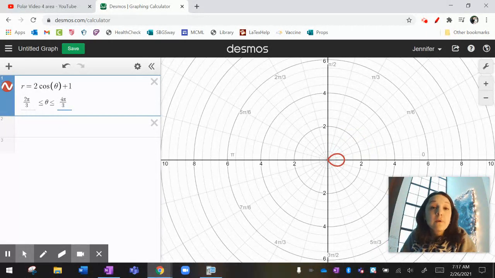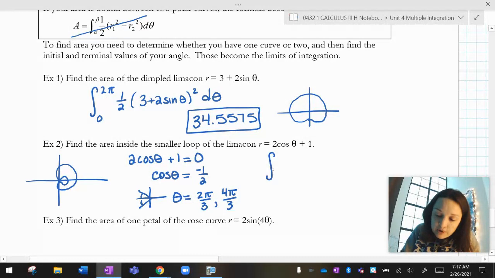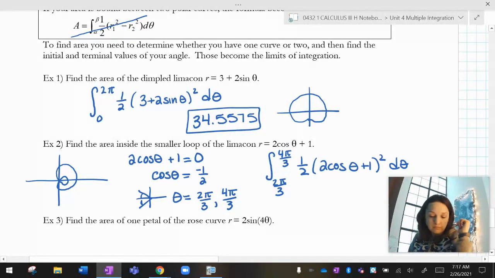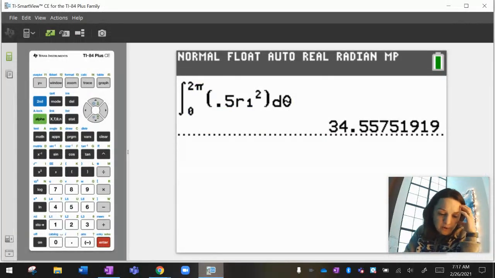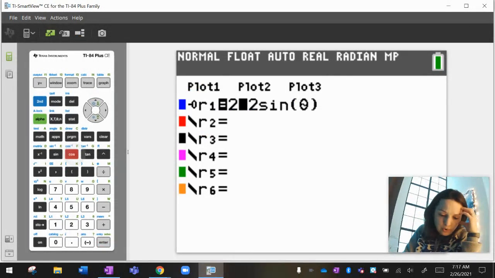So I now want to find the area just on that window so I get the area of the little baby loop. So I am going to do the integral from 2 pi over 3 to 4 pi over 3 of 1/2 r squared d theta. And I'm going to do that in this calculator. So 2 cos theta plus 1. Didn't type the theta, did I? Let's try that again.